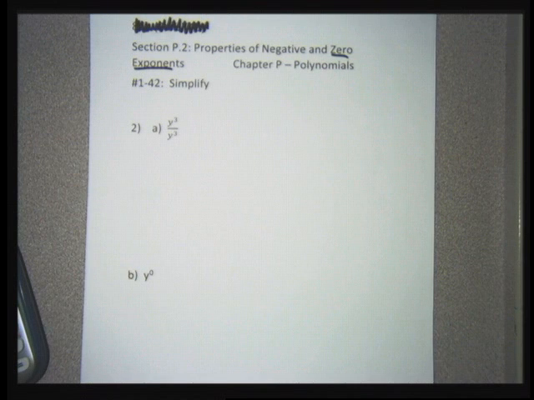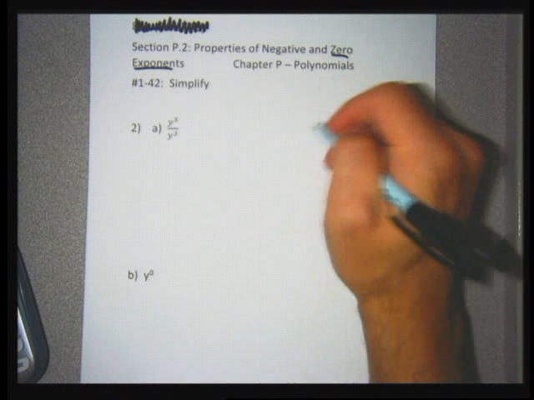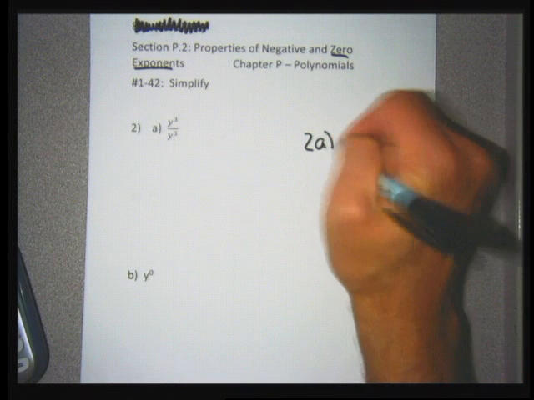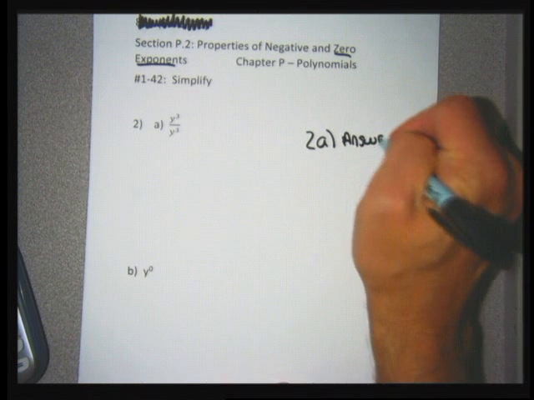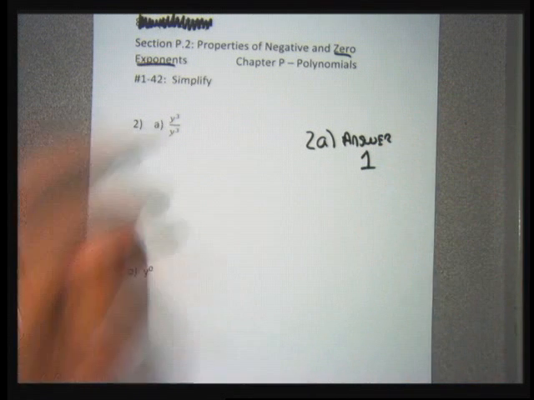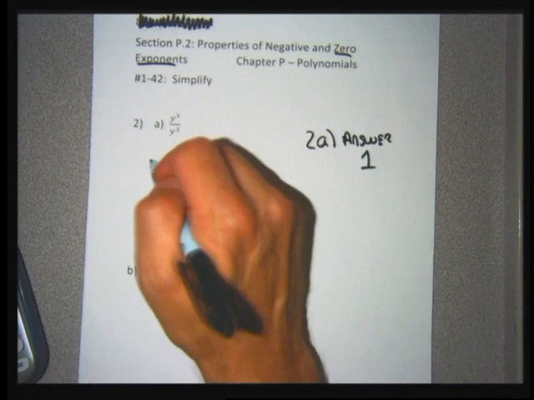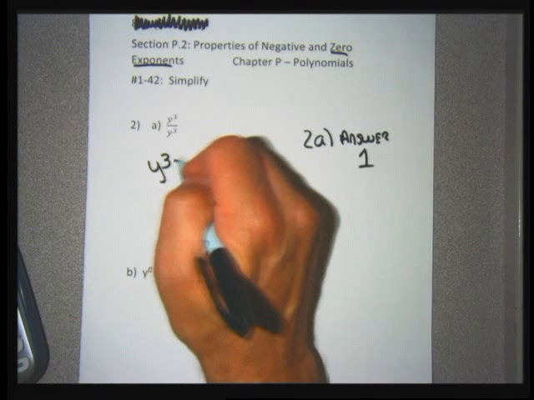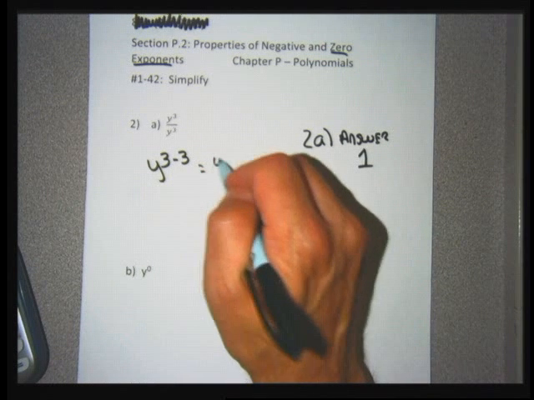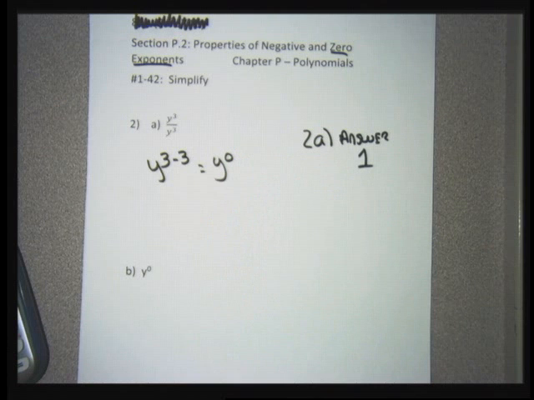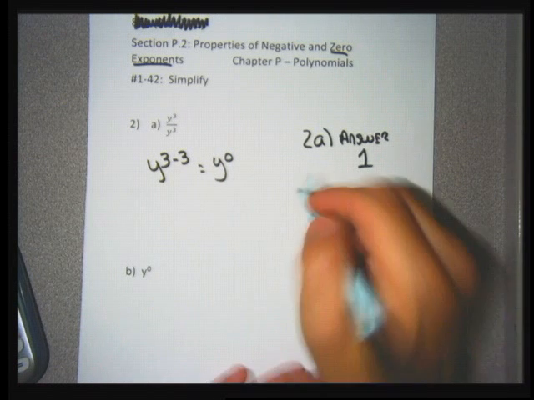So for part A of number 2, it's y cubed over y cubed. Well, that's clearly equal to 1 because anything divided by itself is 1. So I know that part A, my answer is going to be 1 because anything divided by itself is 1. But had I solved part A by subtracting the exponents using the rule that we learned in section P0 and P1, it would have been okay.